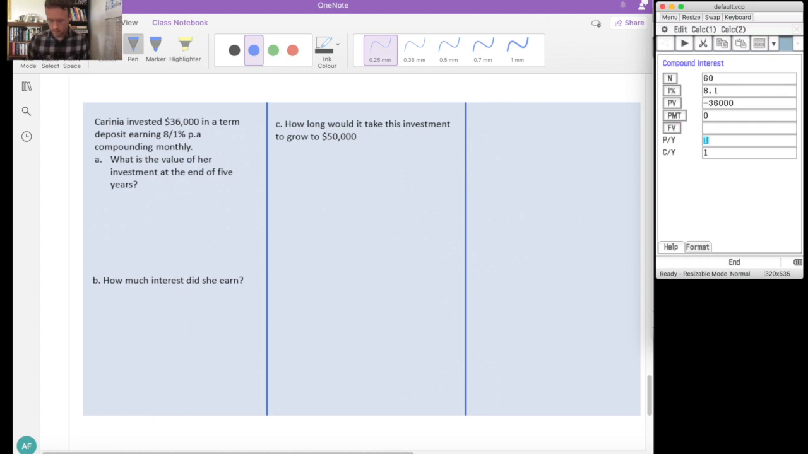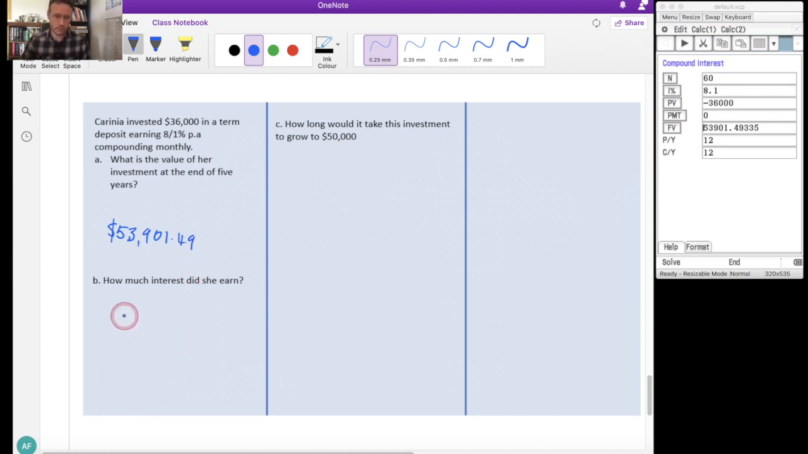PY is the payments per year, which will always make the same as CY. CY is the compounding periods per year, which is 12. Right, but we're not paying in, so that doesn't really matter this time. And we're going to solve for the future value. Okay, so we're after the future value because it asks what is the investment at X amount of time. Press solve down the bottom here, and we have a future value of $53,901.49.